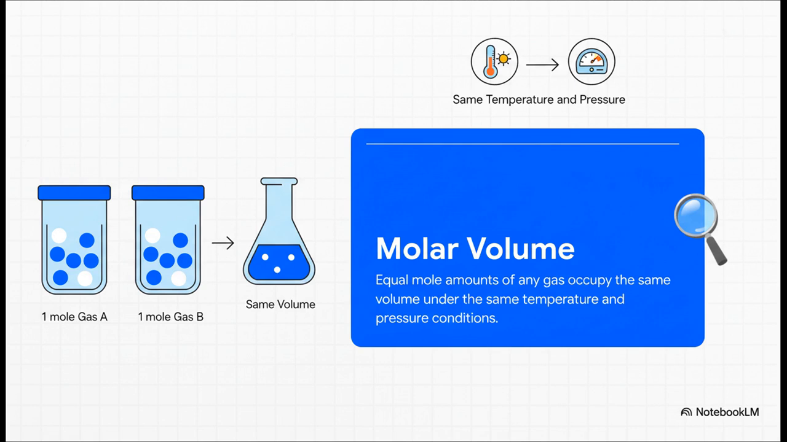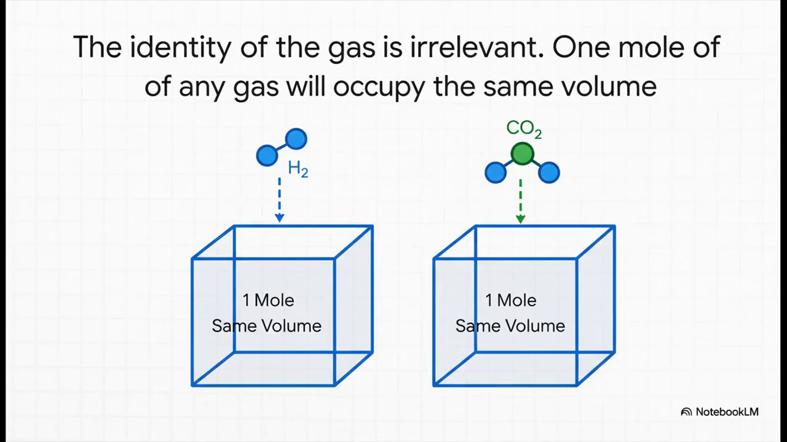Just remember, a mole is just a specific, huge number of particles. So what this rule is saying is, if you have 1 mole of hydrogen gas and 1 mole of oxygen gas, they're going to take up the exact same amount of space, as long as you keep the temperature and pressure the same. So here's the crucial point.